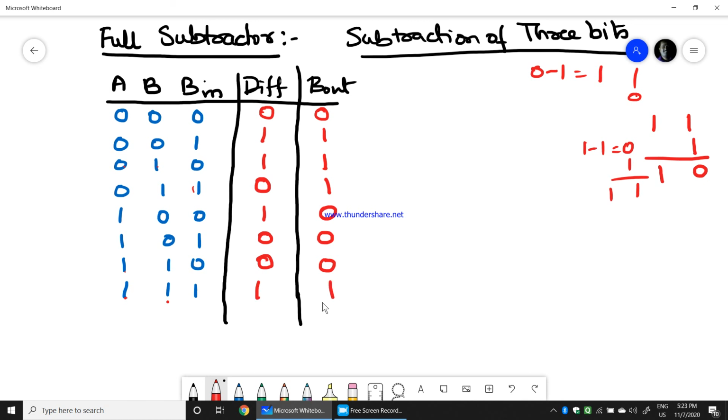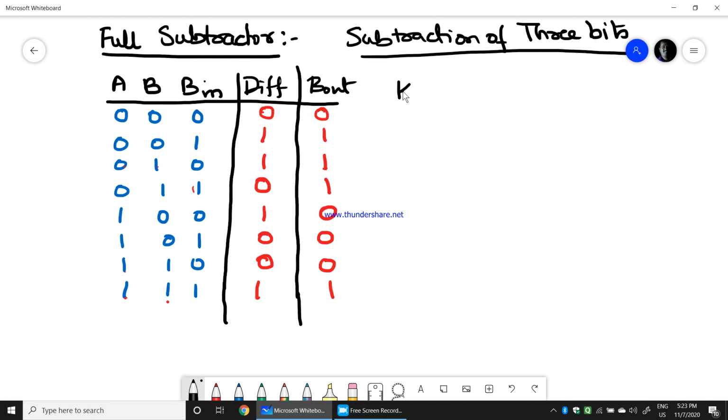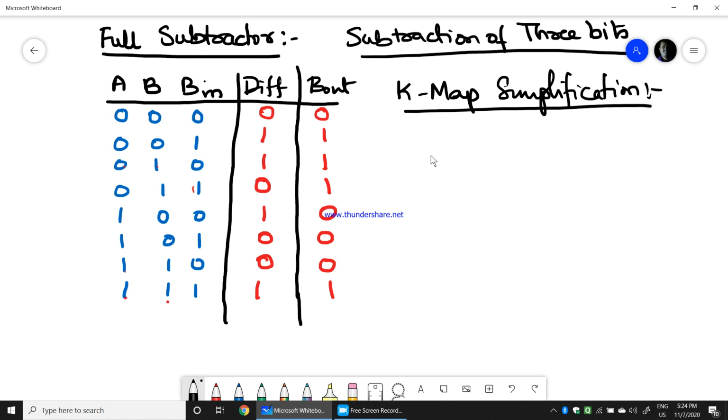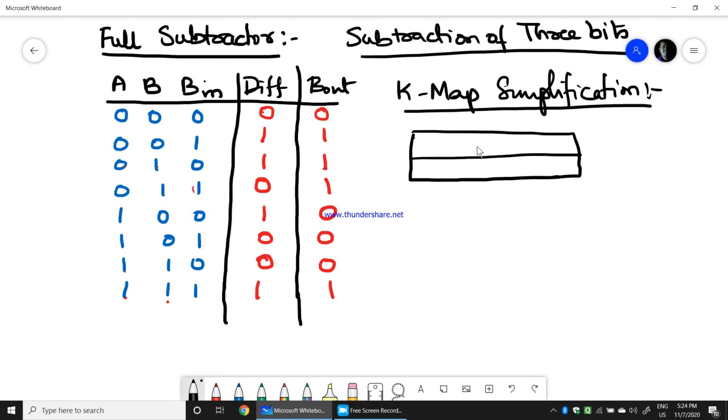Now this is the truth table for the full subtractor. Now we'll see how to simplify this using the K-map technique to get the expression for difference and borrow. So this is a 3 variable truth table, so we get a 3 variable K-map for difference and borrow. So first we'll see for difference.